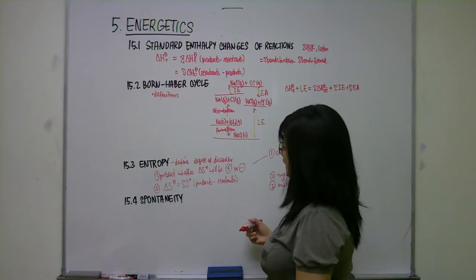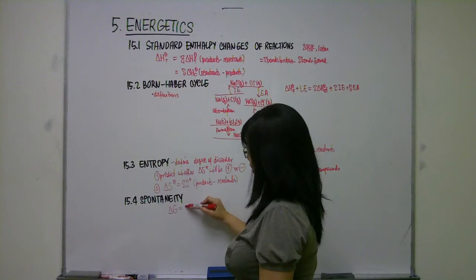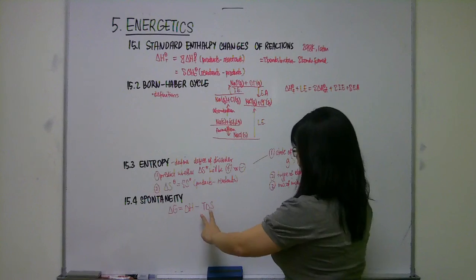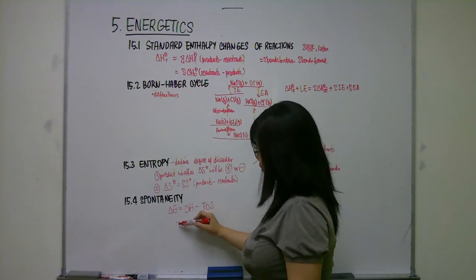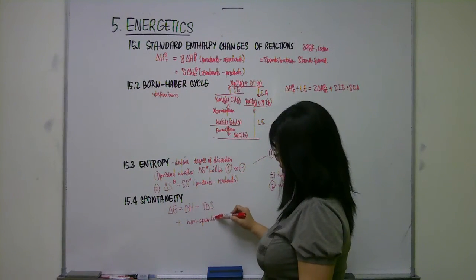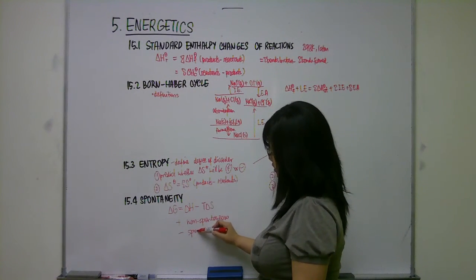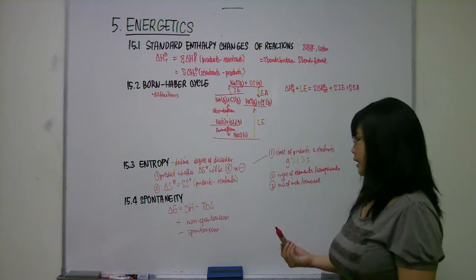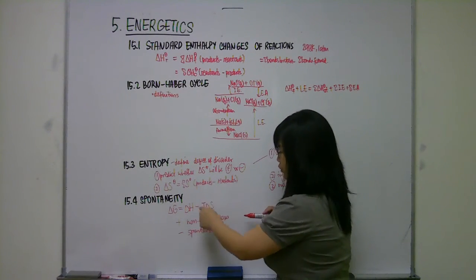The last one is about spontaneity. You will have to touch on Gibbs free energy and how this can be calculated from the enthalpy change and the entropy change of the reaction. You need to be explaining to your student that positive Gibbs free energy will mean that the reaction is non-spontaneous, and negative Gibbs free energy will mean that the reaction is spontaneous.